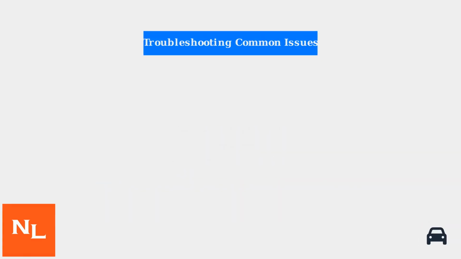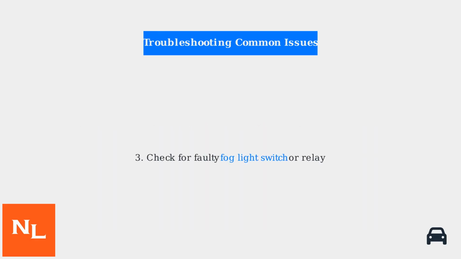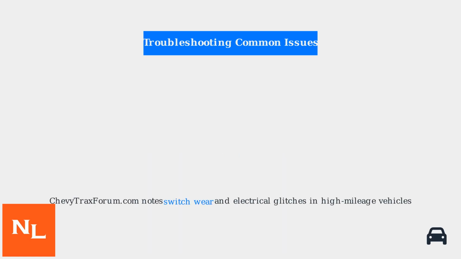If your fog lights aren't working, first check the fuse in the underhood fuse box. Next, inspect the bulbs for burnout. Halogen bulbs typically last 10,000 to 15,000 miles. A faulty fog light switch or relay could also be the issue. According to ChevyTraxForum.com, switch wear and electrical glitches are common in high-mileage vehicles.